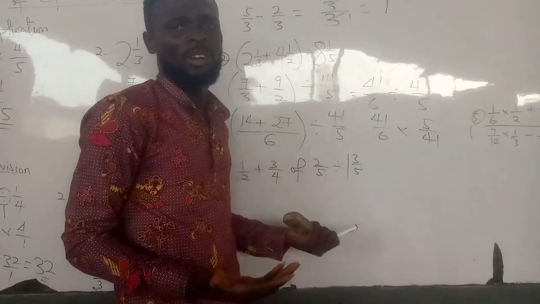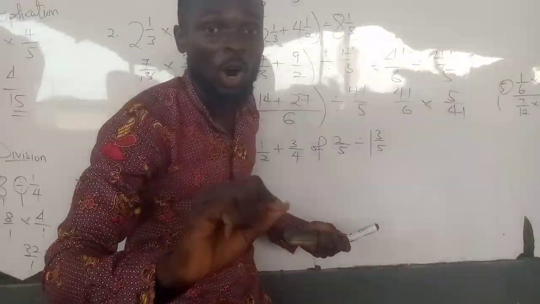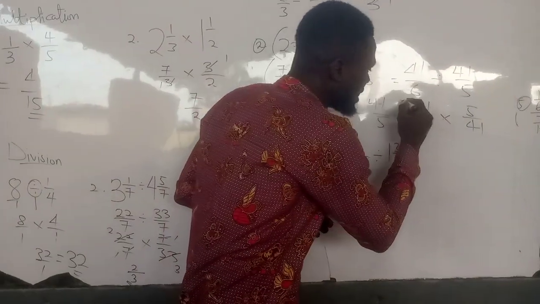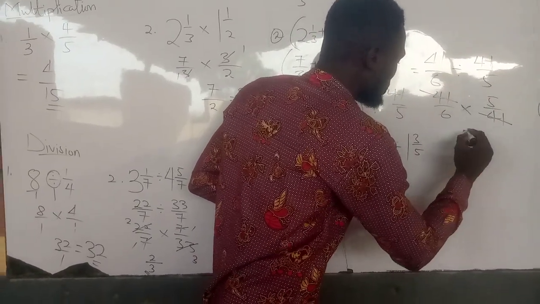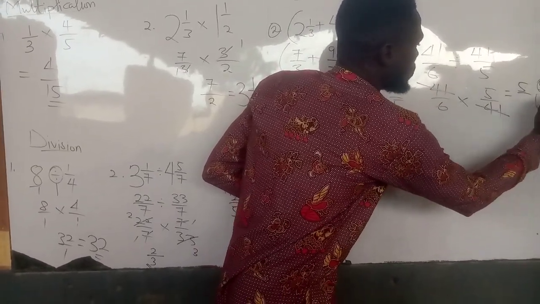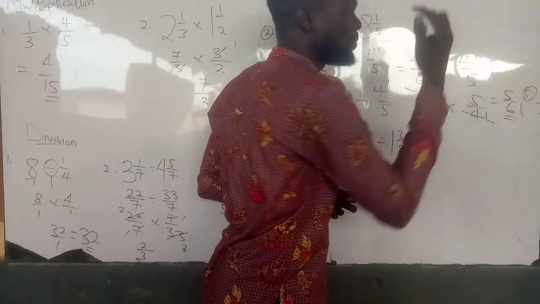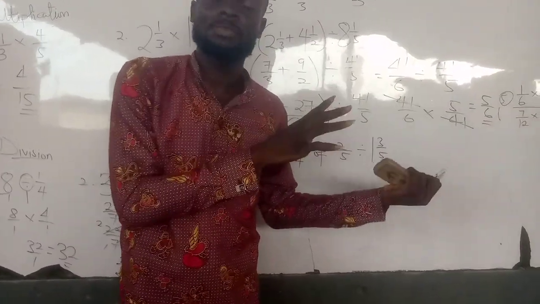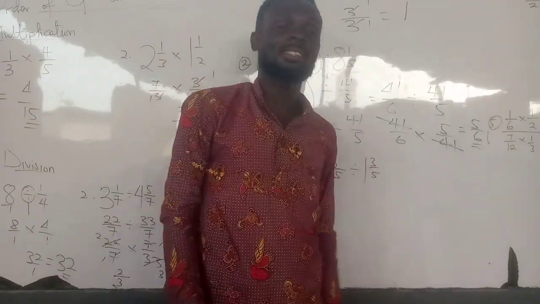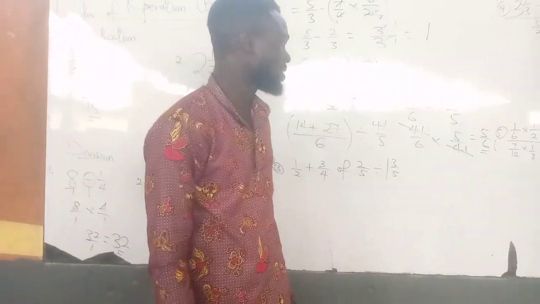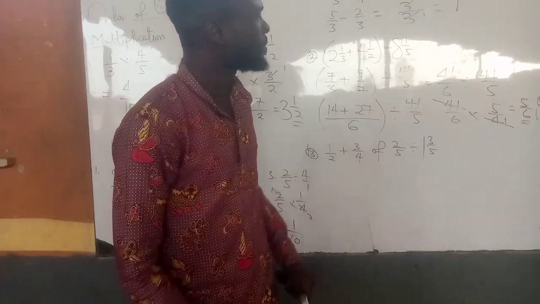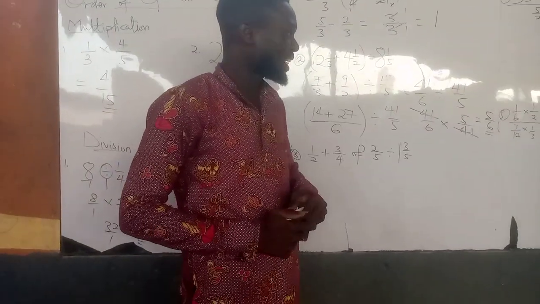41, 41. Remember, we cancel diagonally or vertically. So I'll cancel out this. What am I left with? I'm left with 5 over 6. This is a proper fraction. So I'll leave my answer as 5 over 6. And this is how you multiply with the BODMAS.